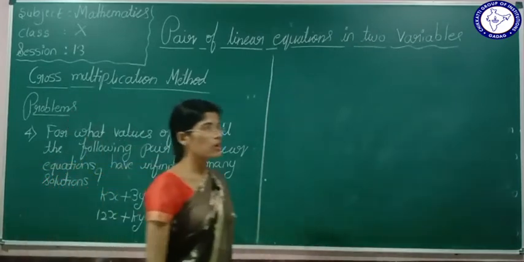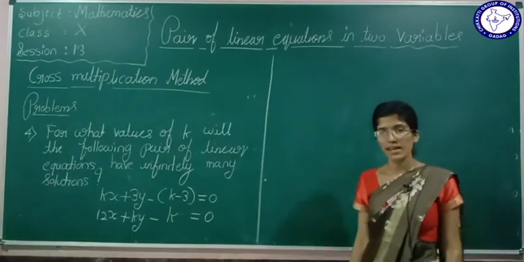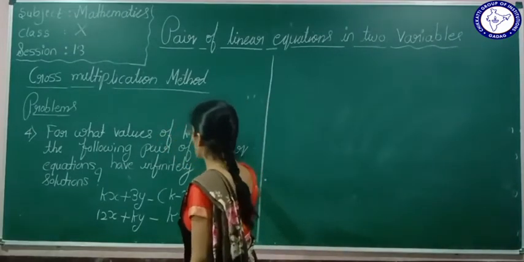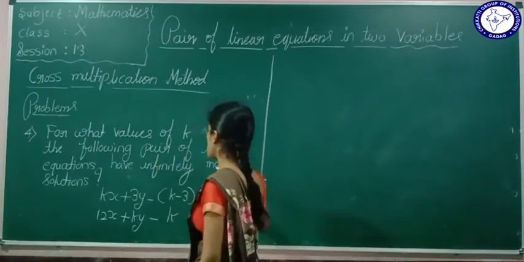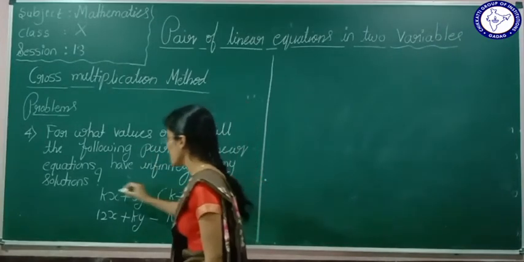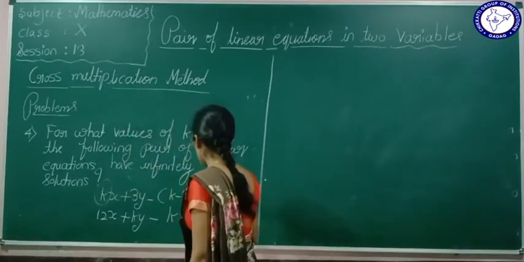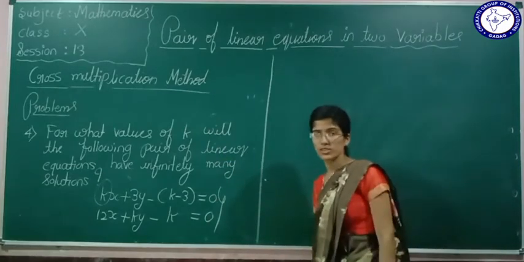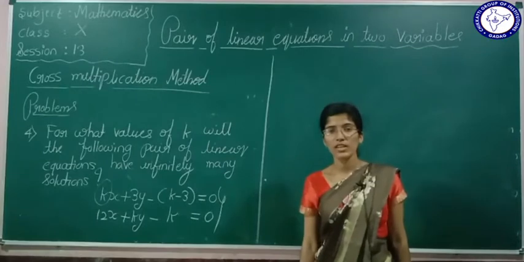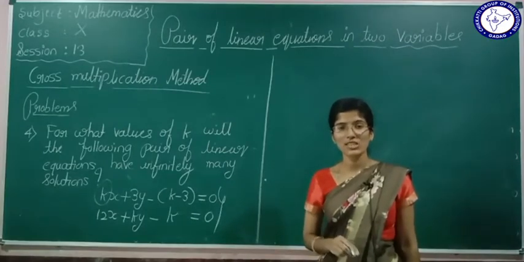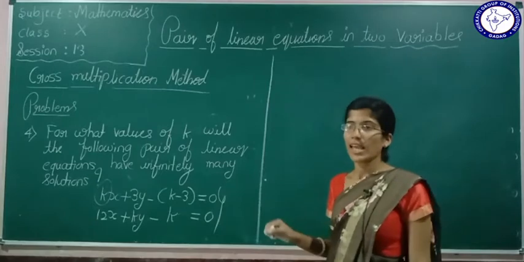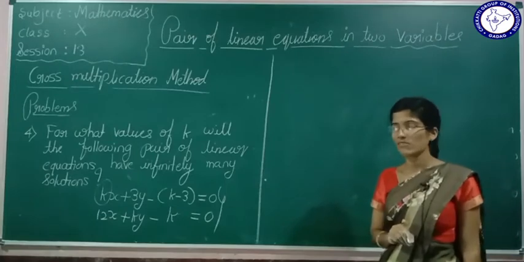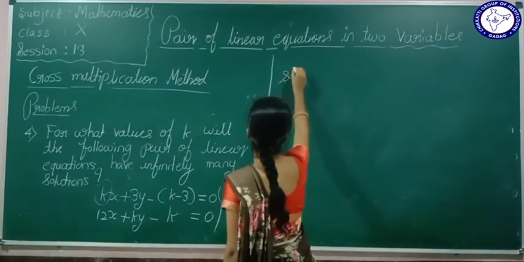Now see here, what we had done just now, the same problem is asked here. For what values of k will the following pair of linear equations have infinitely many solutions? We know that for a pair of linear equations to have infinitely many solutions, the condition is that a1 by a2 is equal to b1 by b2 is equal to c1 by c2. Now see the solution.